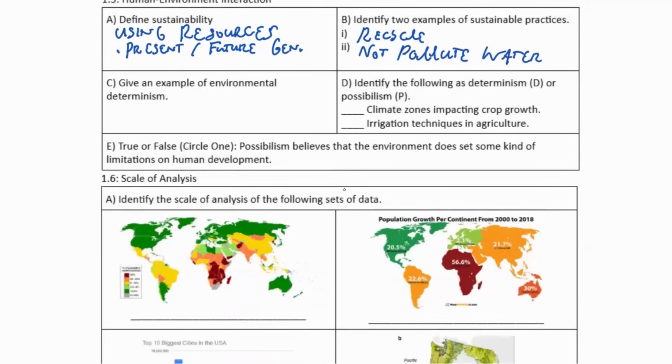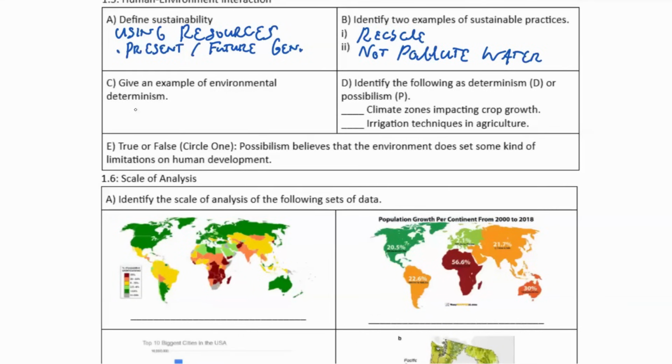Moving on. Give an example of environmental determinism. So determinism and positivism are essentially theories about how humans interact with their environment, hence human-environment interaction. Determinism says that the environment limits our ability to develop societies, build cities, and that sort of thing. We are constrained by the limitations of our environment.